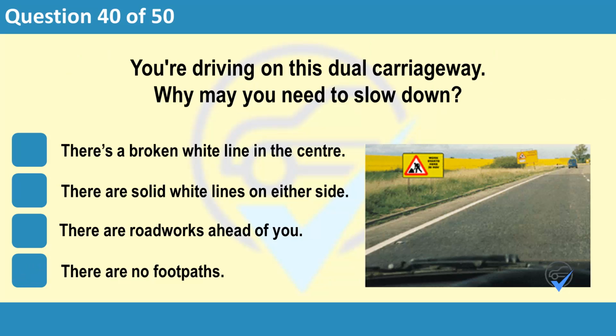You're driving on this dual carriageway. Why may you need to slow down? There's a broken white line in the centre. There are solid white lines on either side. There are roadworks ahead of you. There are no footpaths.